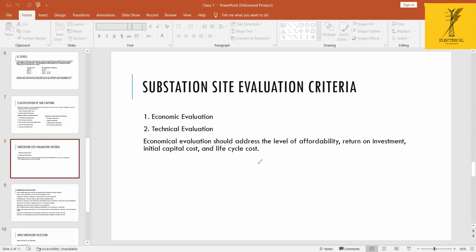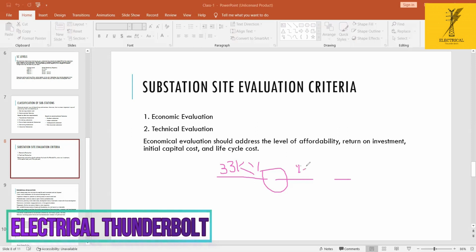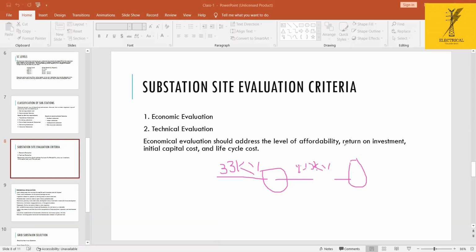So the 33 kV incoming is coming from my wind farm. This is my 33 kV incoming, which I am stepping up to 220 kV, and this 220 kV is connecting to the grid. This is my general idea of my project. So we have to do the design for this portion, the substation primarily.